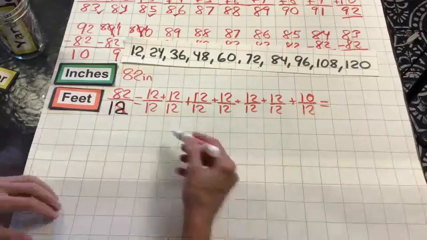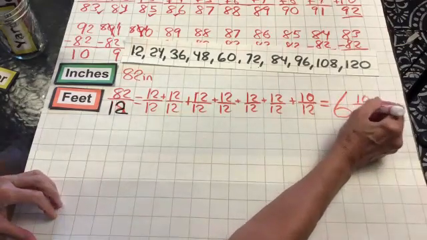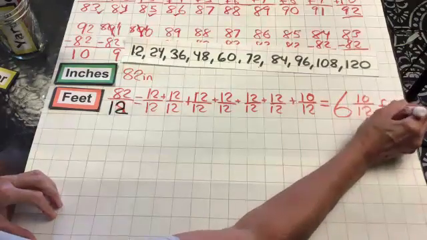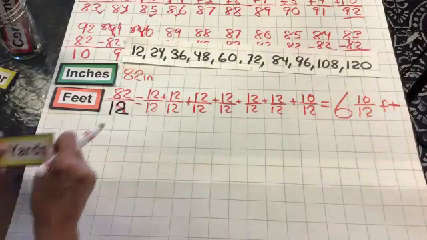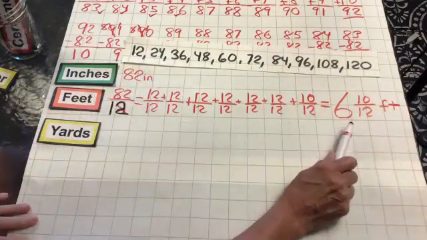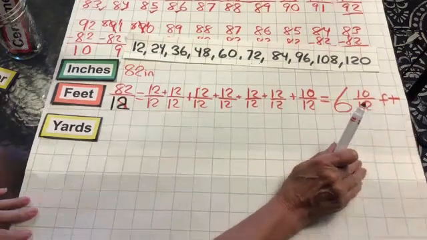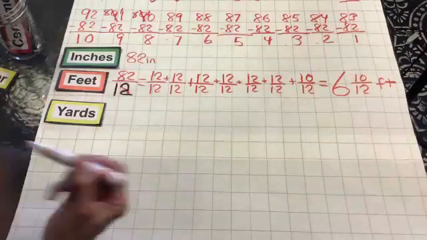Excuse me. So that means we get 6 whole and 10/12 feet. Linear length feet. All right. So if I was 82 inches tall, that means I would be 6 foot 10 inches tall, right? All right, let's go on to yards.